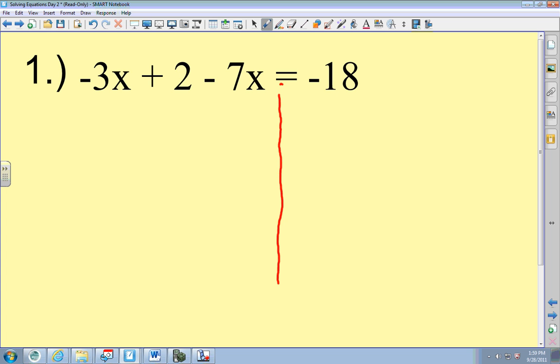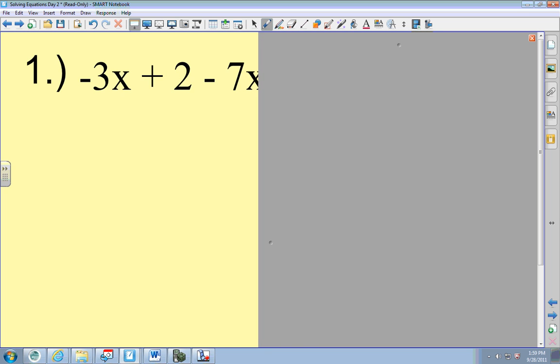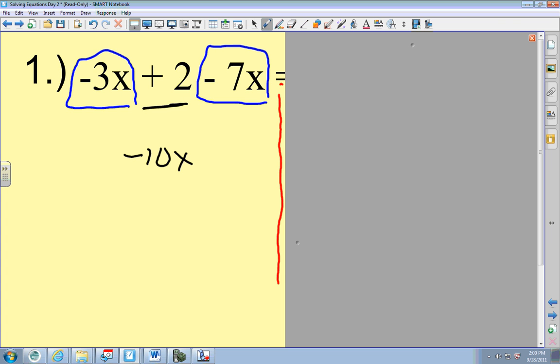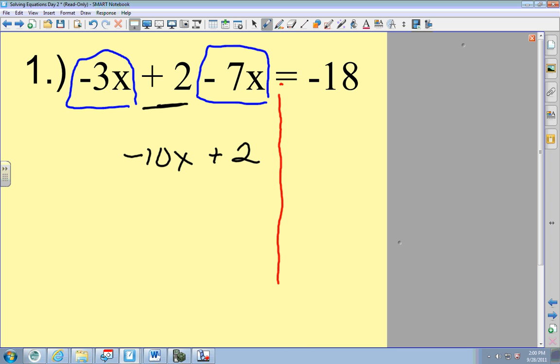I'm going to draw my dotted line. Now what I like to do is cover up my right-hand side. Let's look just at the left. You're going to put together the x's. So here's negative 3x, negative 7x. When I put those together, negative 3 and negative 7 is negative 10x. This is the only number here, so I'll put plus 2. Now it's equal to negative 18.